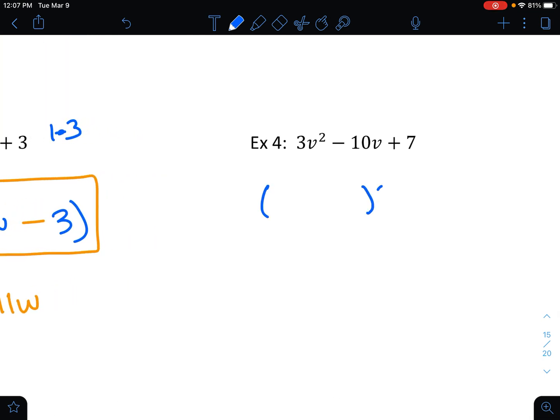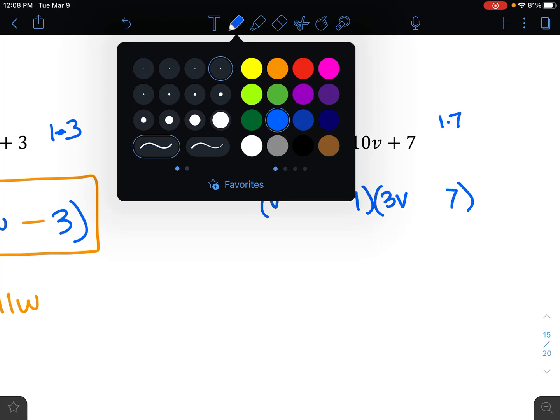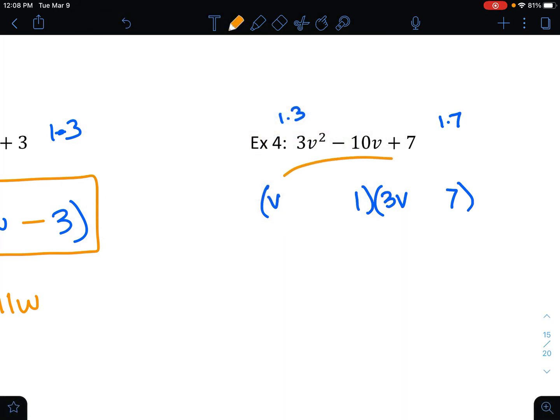Okay, factors. So 1 times 7, 1 times 3. Okay, so not a lot of options here. So I have V, 3V, and then let's do 1 and 7. And then we're going to test out the inner and the outer. So V times 7 is 7V, 1 and 3 is 3V.